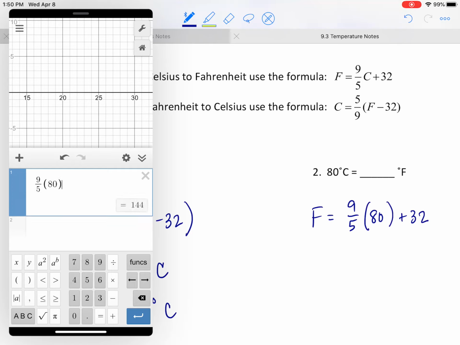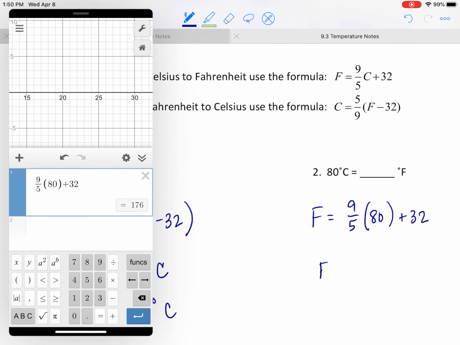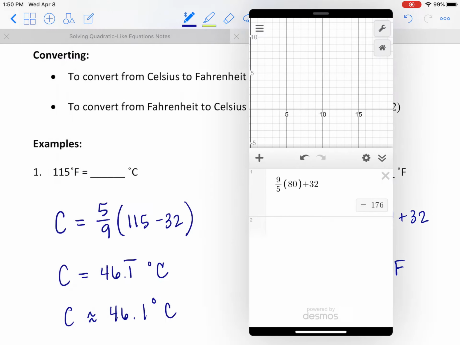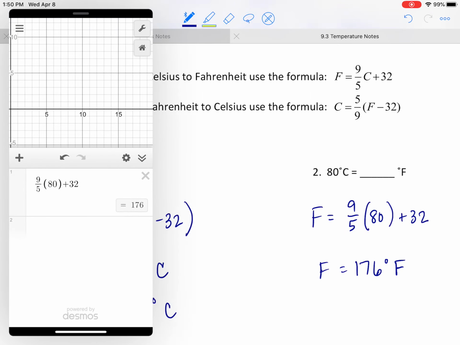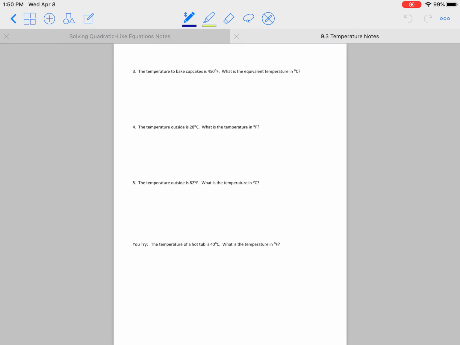So we're inputting 9/5, so 9 divided by 5, and then I'm multiplying that by 80, and then afterward I want to add the 32, so that is 176 degrees. No decimal, so 176 degrees Fahrenheit. So 80 degrees Celsius is about 176 degrees Fahrenheit. Okay? So that is it.